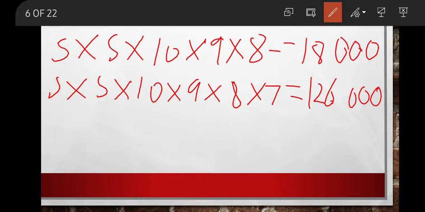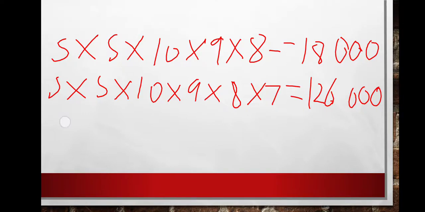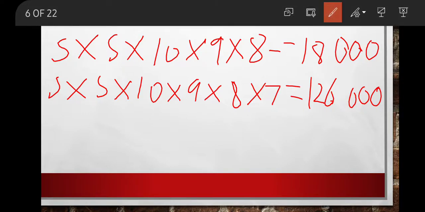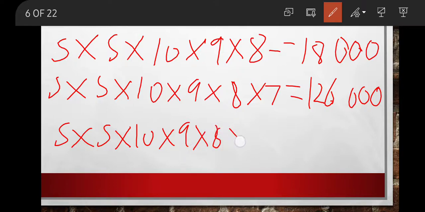126,000. Is it enough? No, we must cater for 700,000. So it's still not enough. Now let's add another digit. So we are adding a 5th digit. So multiply by 10, by 9, times 8, times 7, times 6.